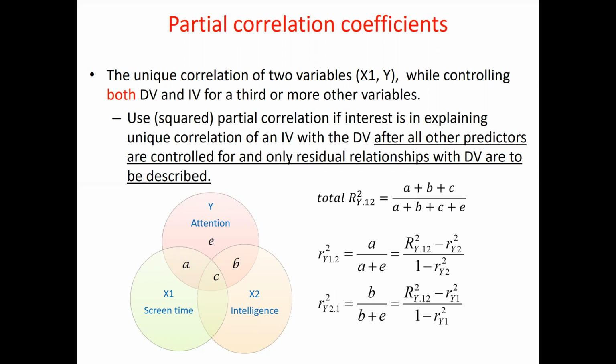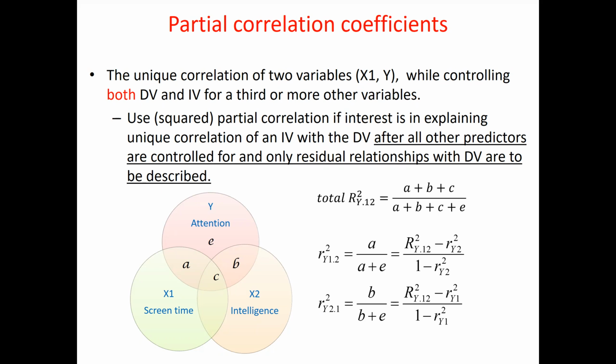Note that we do not include C, and that's because C is not uniquely explained by screen time. If you imagined you didn't even have screen time in the model, it still would have been explained by intelligence, that C proportion. So it's as if screen time gets no credit for the A prediction, or for the C prediction. So the unique prediction of screen time is A, and that's why you see A in your numerator in the equation for R squared 1.2, or the squared partial correlation of screen time. I think that's pretty clear.